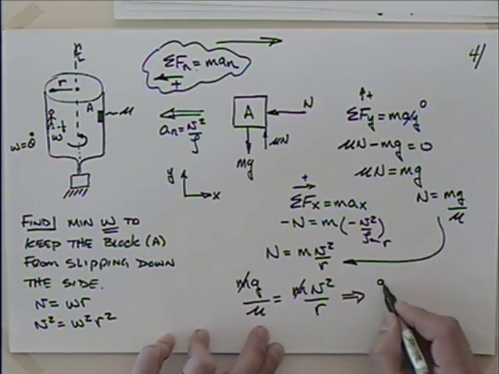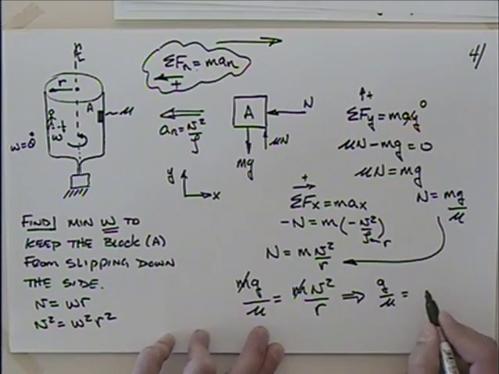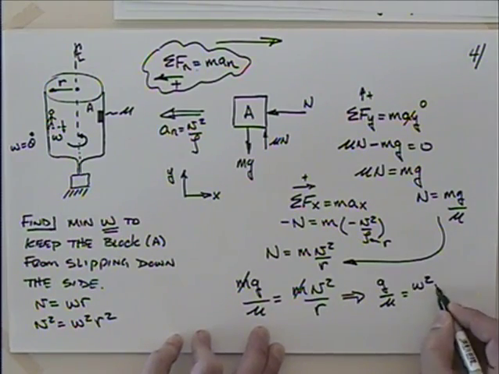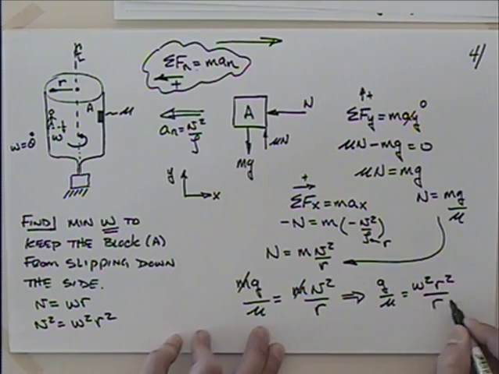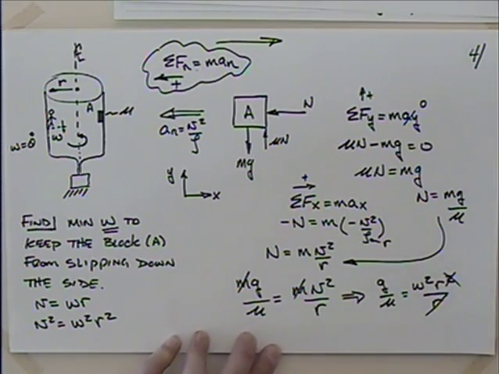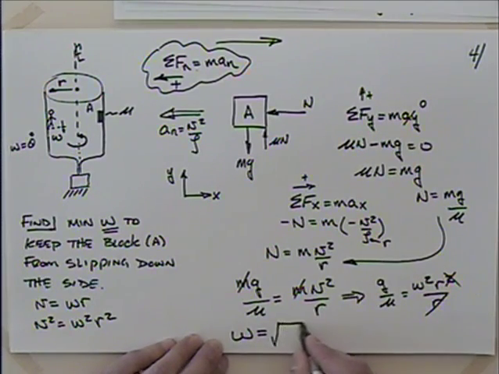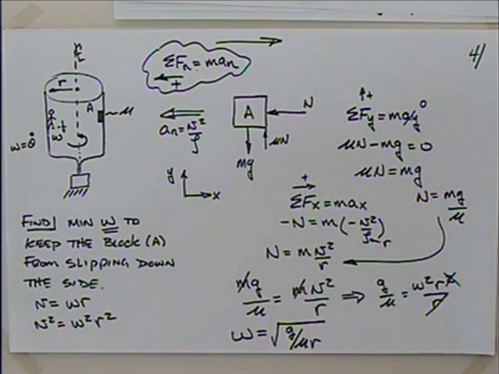I can say then that g over mu is equal to omega squared r squared divided by r. I get to cancel that with that. And I can say then that omega, solving for omega, is going to be equal to the square root of the acceleration of gravity g divided by mu r. Okay. So that's the velocity you need. It has to do mainly with the coefficient of friction and the radius.